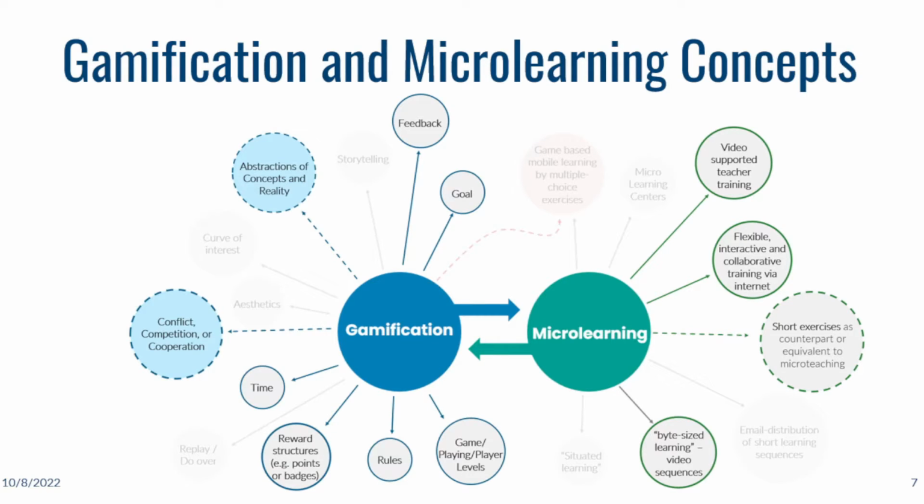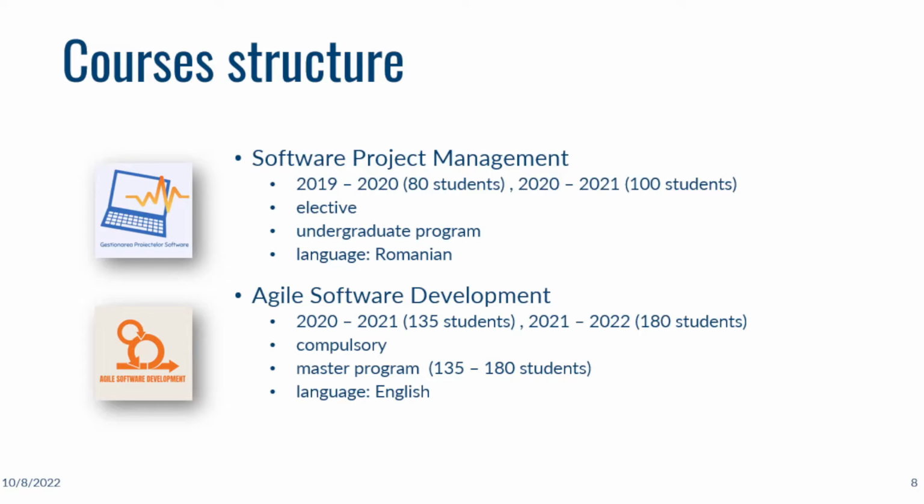Before I go into more details about how all of these parts were put together, I will give an overview of the courses that were aimed at and the software tools that were used. Our study took place over 2 academic years and focused on 2 of the courses taught at our faculty: Software Project Management and Agile Software Development.